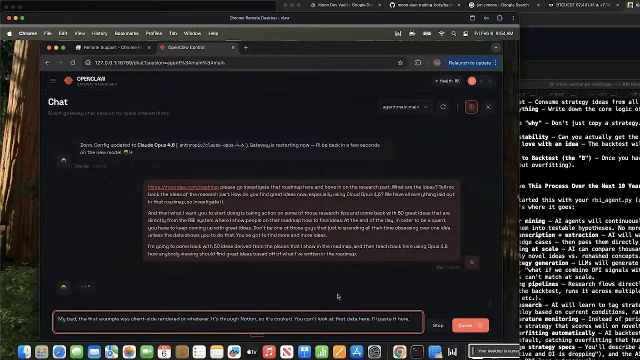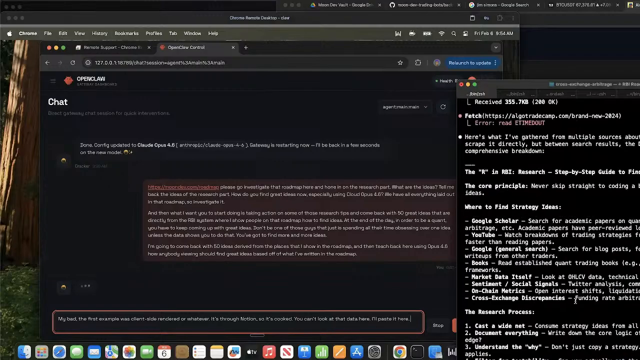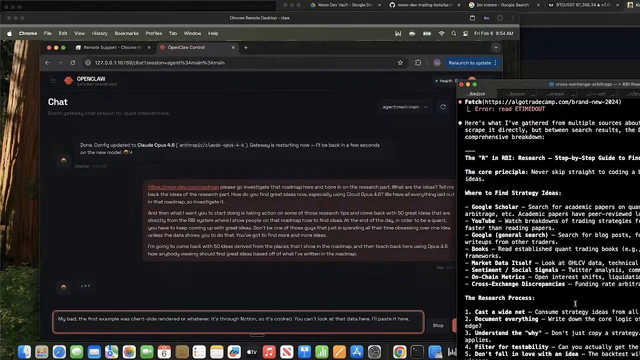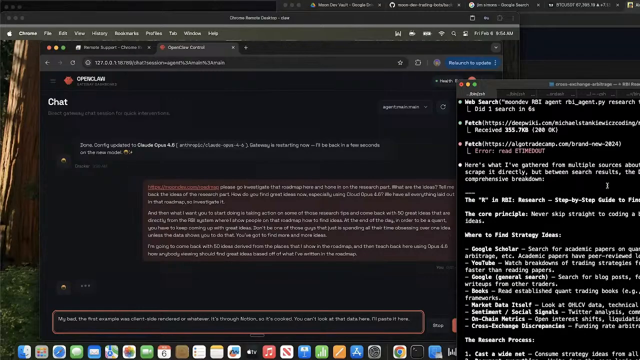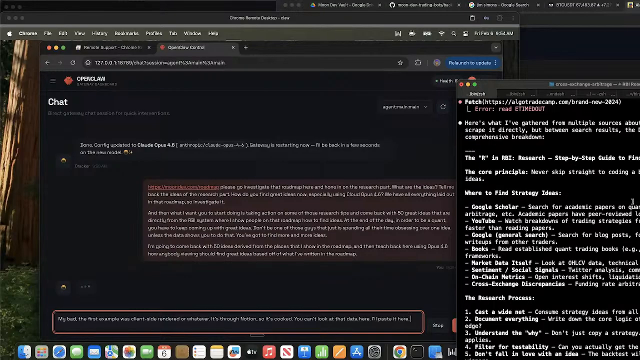What does she say though? Oh, so she figured it out. How did she find it out? Here's what I gathered from multiple sources about your RBI framework, Moondot. The page itself is client rendered, so I couldn't scrape it directly. But between search results, the deep wiki docs on your AI agents repo, and the Algo Trade Camp references, here's a comprehensive breakdown. The R in the RBI: research, step-by-step guide to finding great strategy ideas.